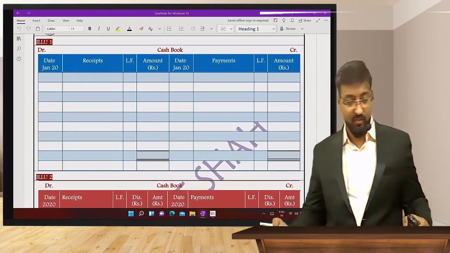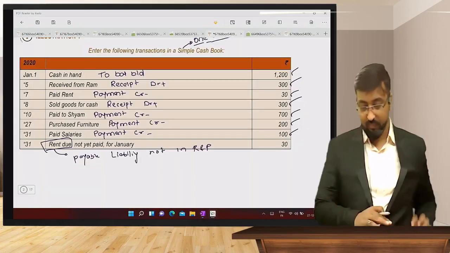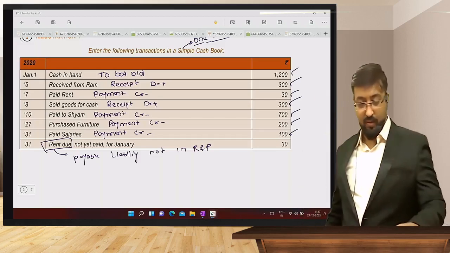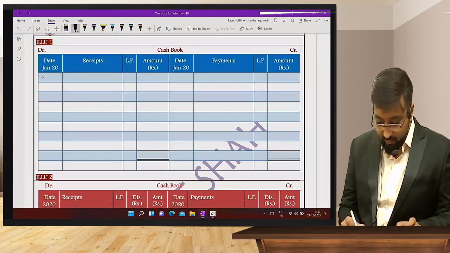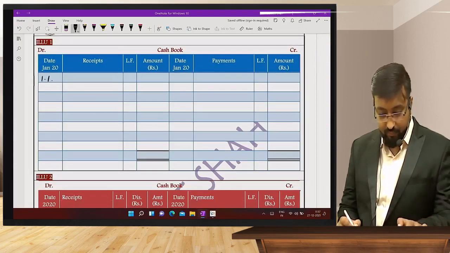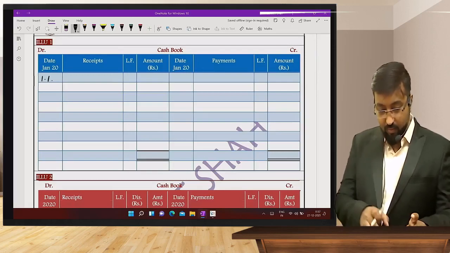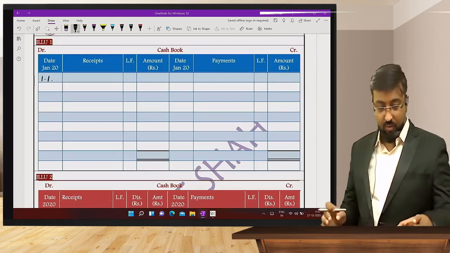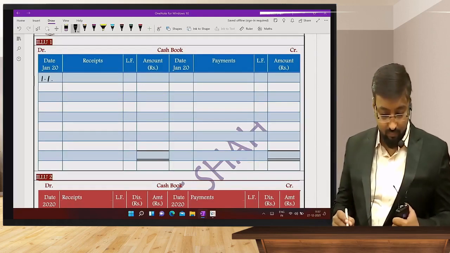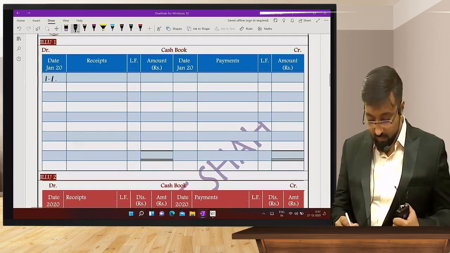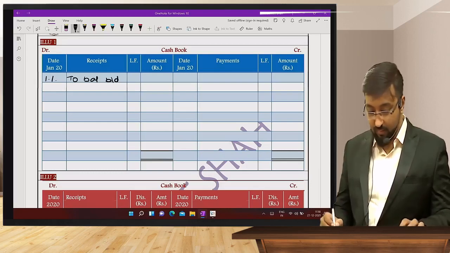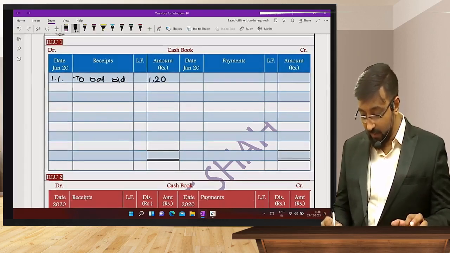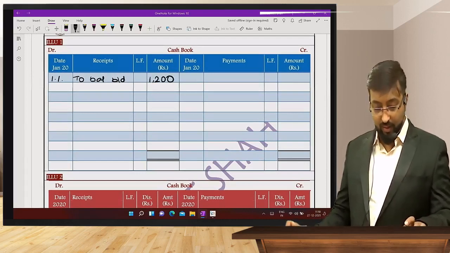let's start. So number one. Write down to balance brought down. Date. 1st Jan, write down. To balance brought down. Yes. 1200.